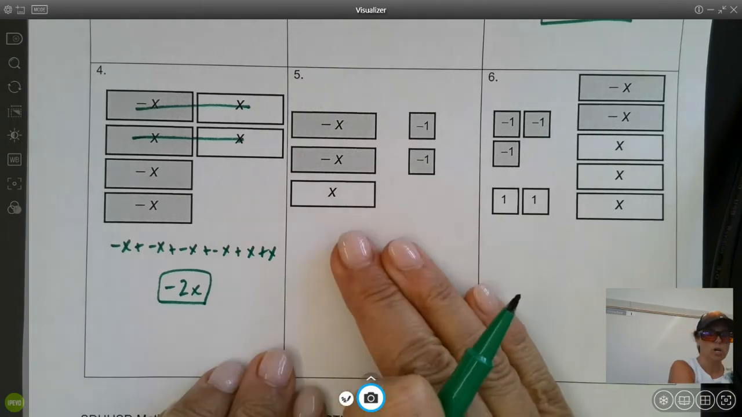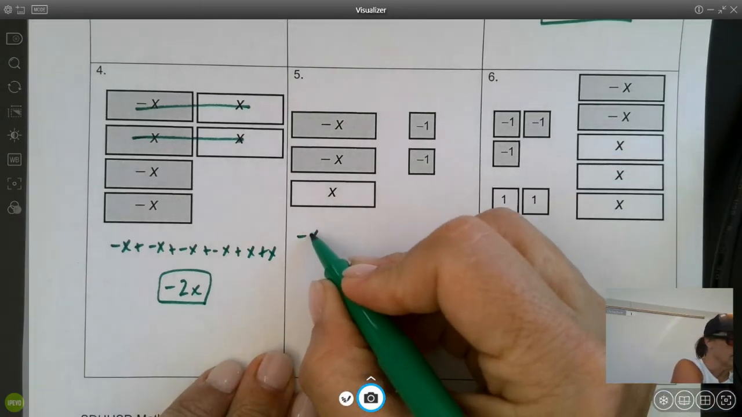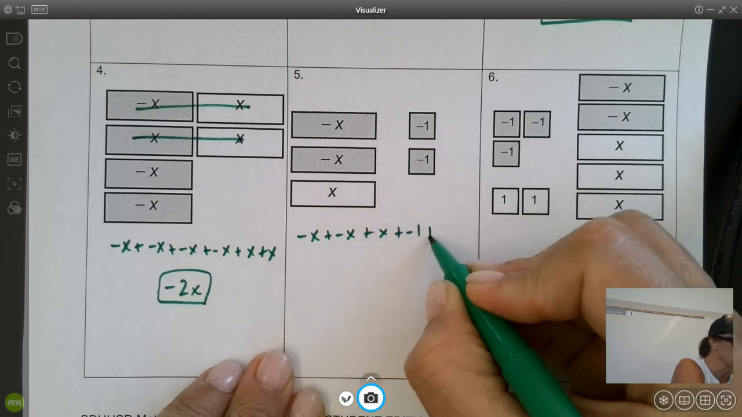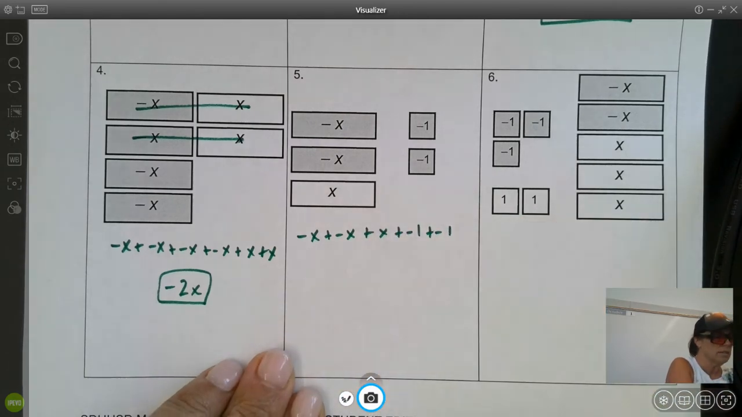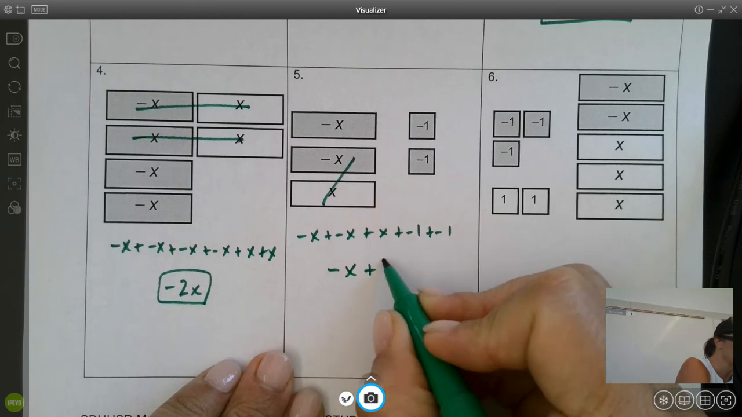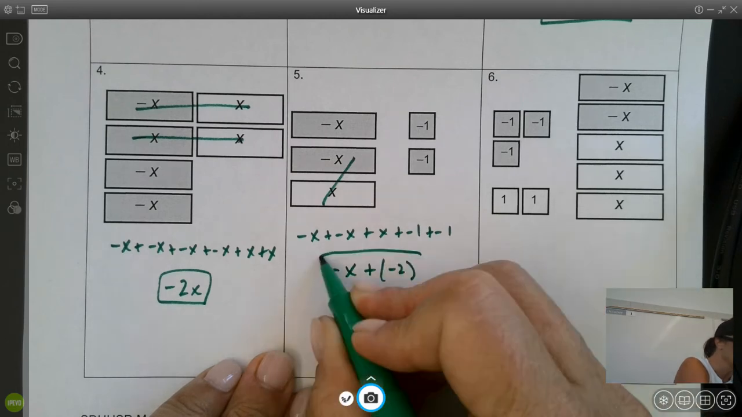All right, what's shown here? A -x plus a -x plus an x plus a -1 plus a -1. 0 pairs here would be those 2. I'm left with a -x plus a -2.